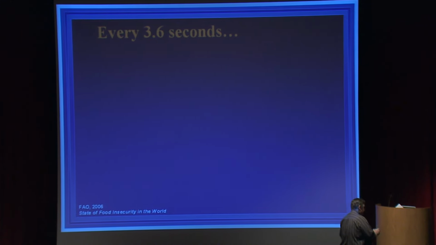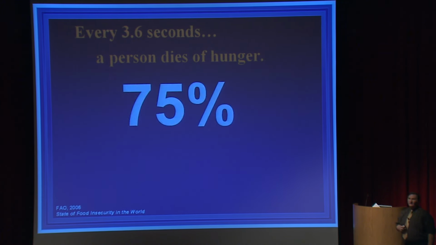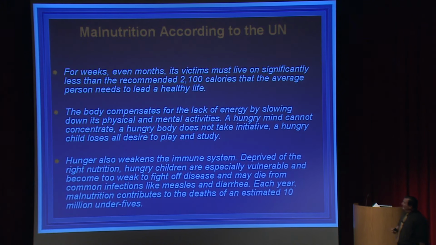So here's a statistic that deals with how many people die of hunger every 3.6 seconds. 75% of the victims are children. And so 16,000 people worldwide, children, die every day of hunger and its related consequences. I mean, that's as many as live in some towns in many countries, more than live in some towns in many countries. And that's how many children are dying every day.